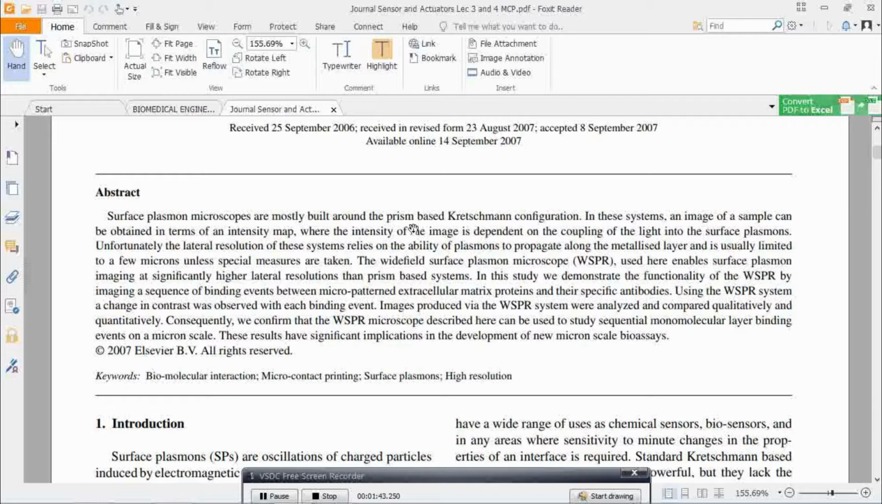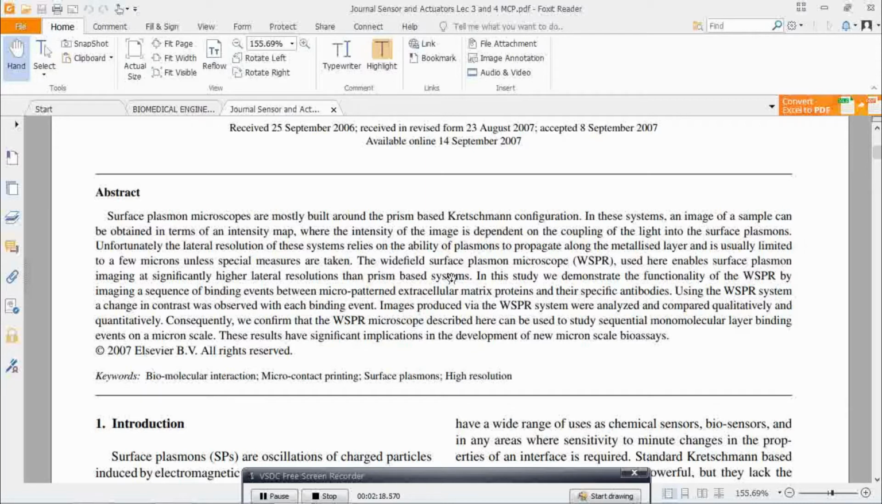built via Plasmon configuration. That means it's prism based, where you produce an image of a sample via an intensity map, where the intensity of the image depends on the light which is coupled to the surface Plasmon. But the problem is that you have a reduction in the lateral resolution of this system, because these Plasmons propagate along the surfaces.